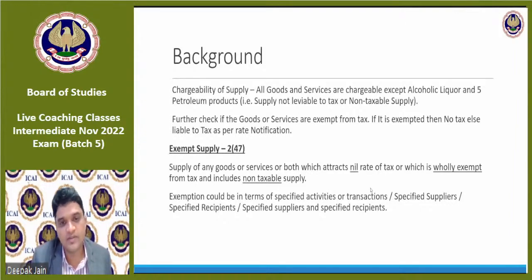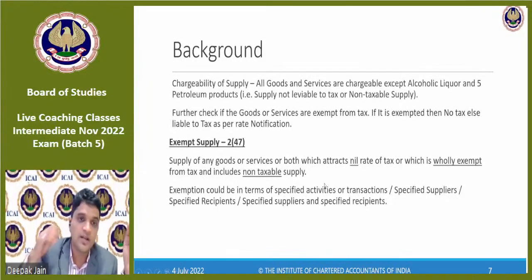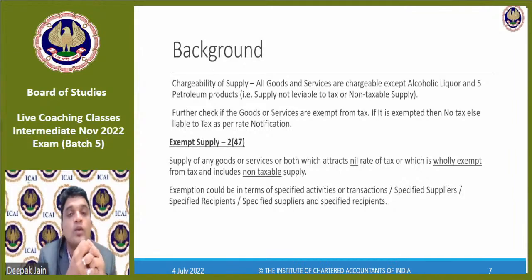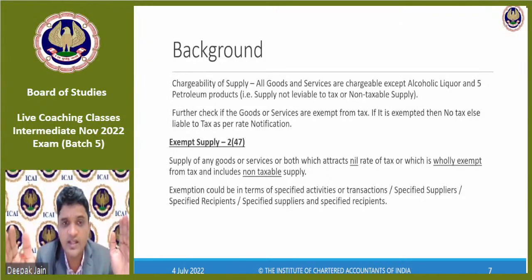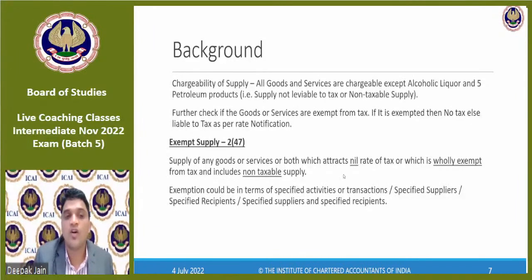Nil rate, exempt rate, and turn. So if they don't include non-taxable supply under exempt supply, then the question of input tax credit will arise: should I reverse my input tax credit on non-taxable supply? Since it is not an exempt supply, why should I reverse it? That's the reason to clarify, to not make that confusion. They have now included non-taxable supply under exempt supply.